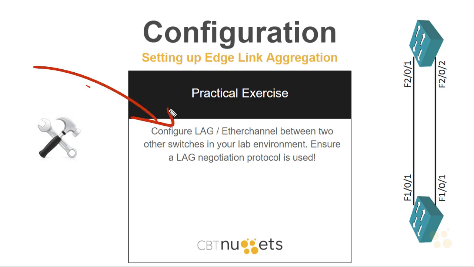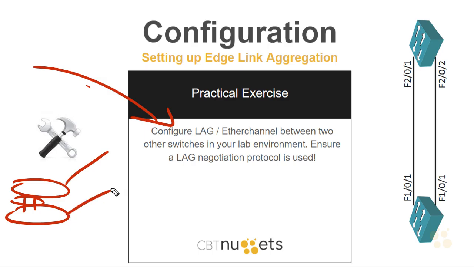So here's what I want you to do. Configure lag or ether channel between two other switches in your lab environment. Now, you don't have to go multi-vendor like I did. But in your environment, you should have 4 switches. A couple of those should be your core, and we configured the core lag in the previous nugget. And another couple should be your edge.